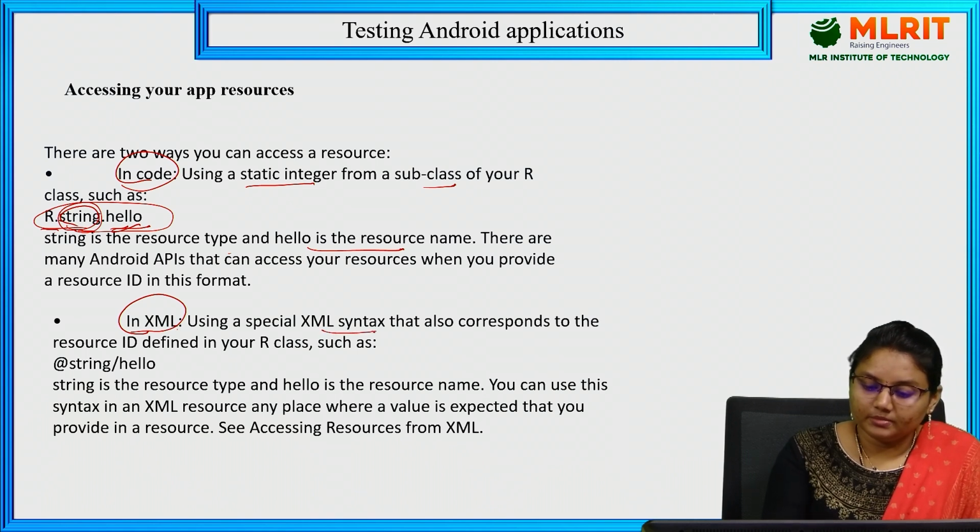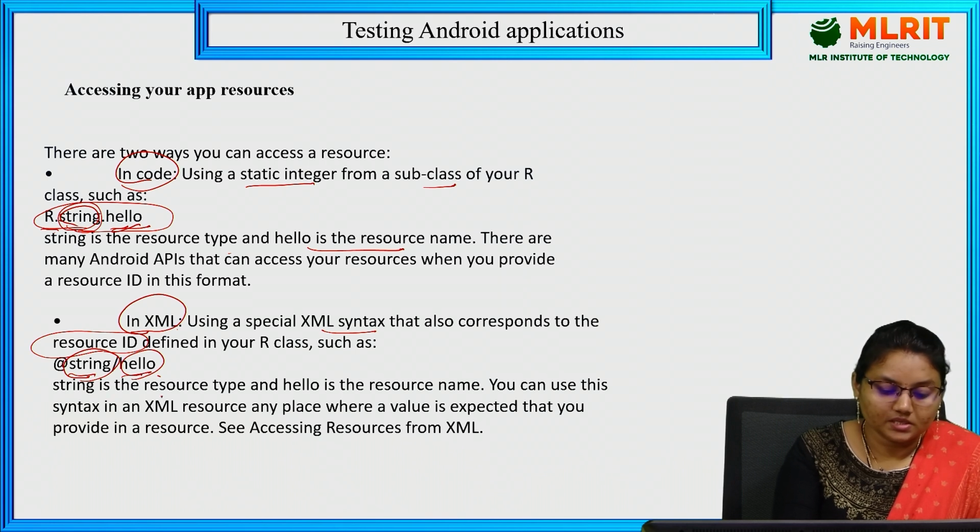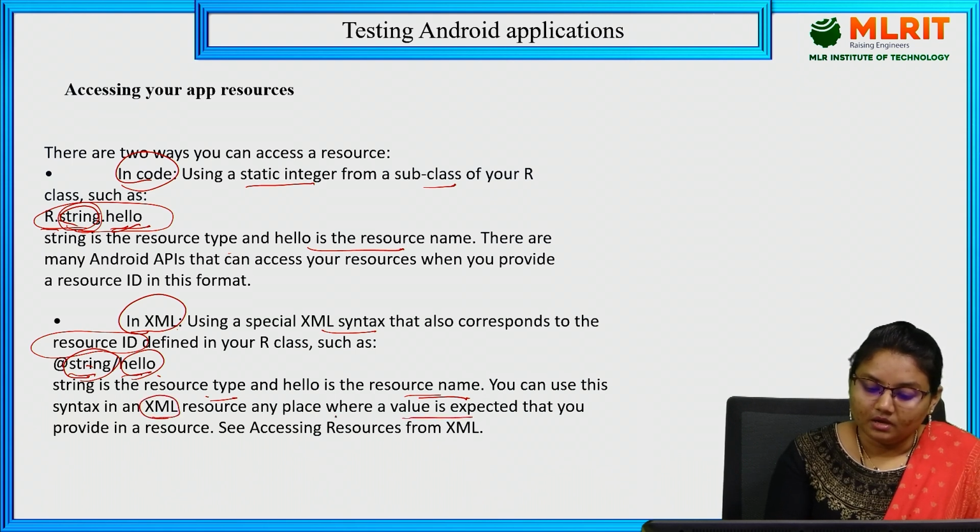In XML, how will you do it? Using this XML syntax also corresponds to a resource ID. How will we do it? @string/hello. @string means what? The type of string. Hello is the string. String is a resource type and hello is what? Resource name. You can use this syntax in an XML resource in any place where a value is expected that you provide in a resource. So this is also possible.